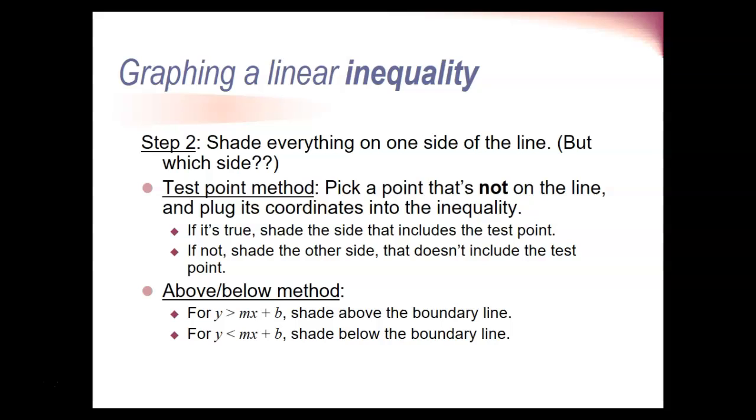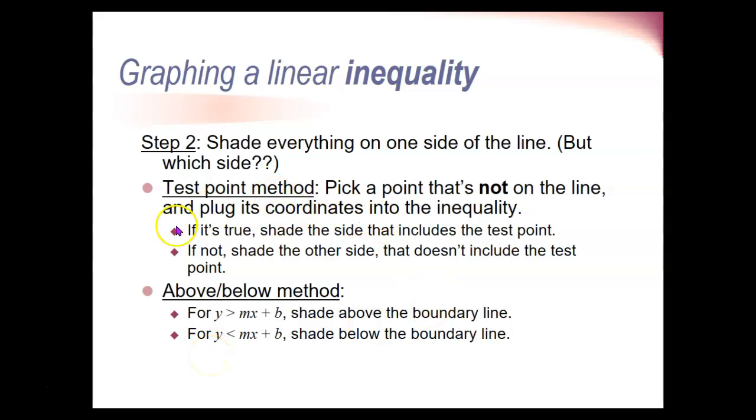Here's how you tell. The test point method involves picking any point that's not on the line and plugging its coordinates into the inequality. If the result is true, then shade the side that includes that point, and if not, shade the other side that doesn't include that point. There's also an alternative method that you could use if your inequality is solved for y. I'll talk about that in the next video.